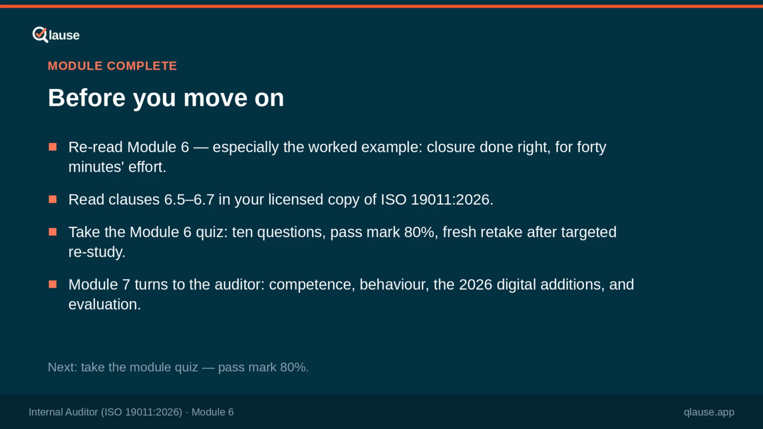Module 7 turns to the auditor as a professional: the competence model, knowledge, skills, and behavior. The 2026 editions on digital tools and data literacy, and how auditor competence is evaluated and maintained.